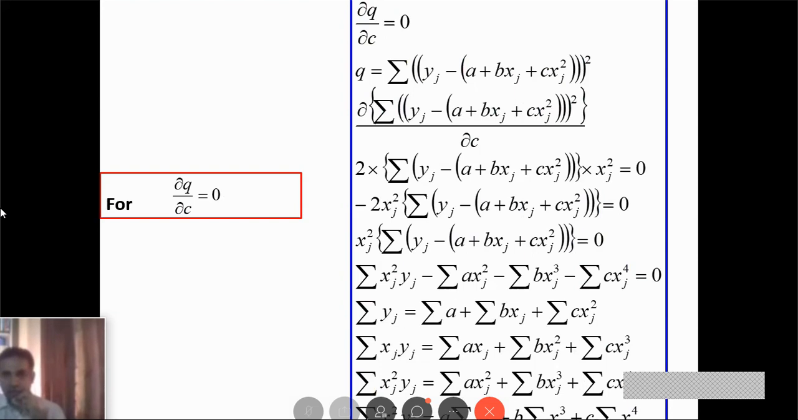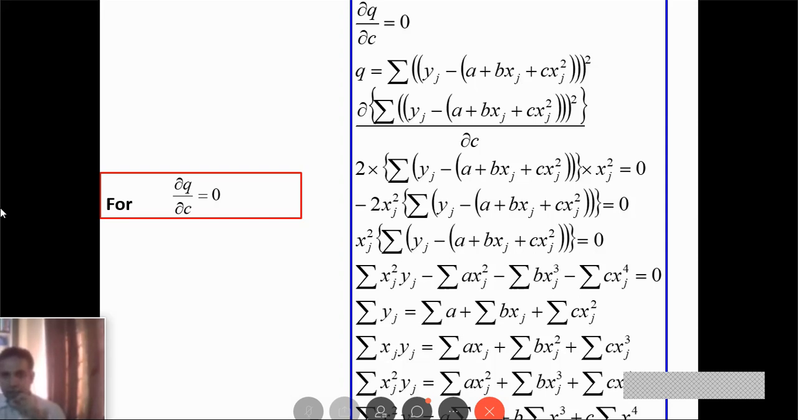This derivative is 2 into sigma, yj minus the entire parabolic equation, into the coefficient of this. You have to take the derivative with respect to c. xj squared is a constant. Minus c xj squared, when you do the derivative, will be minus xj squared. So once you get minus xj squared, you've got minus 2 xj squared into this. Divide by 2, you get xj squared into this.